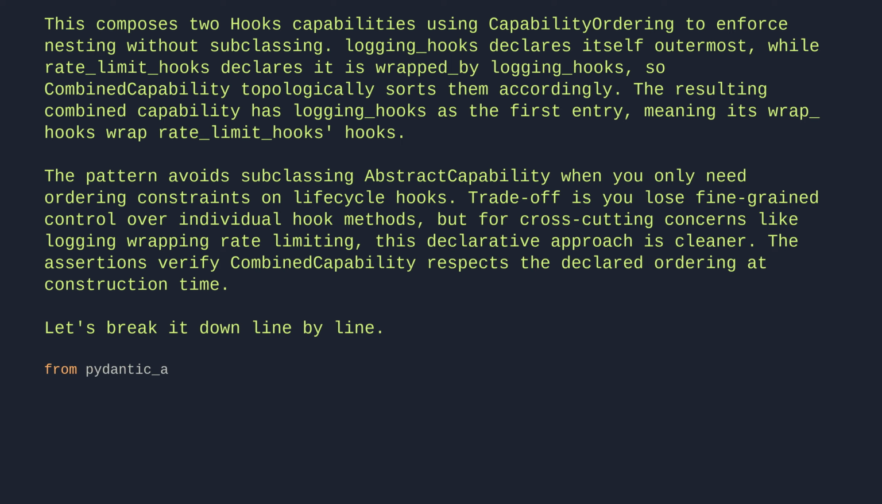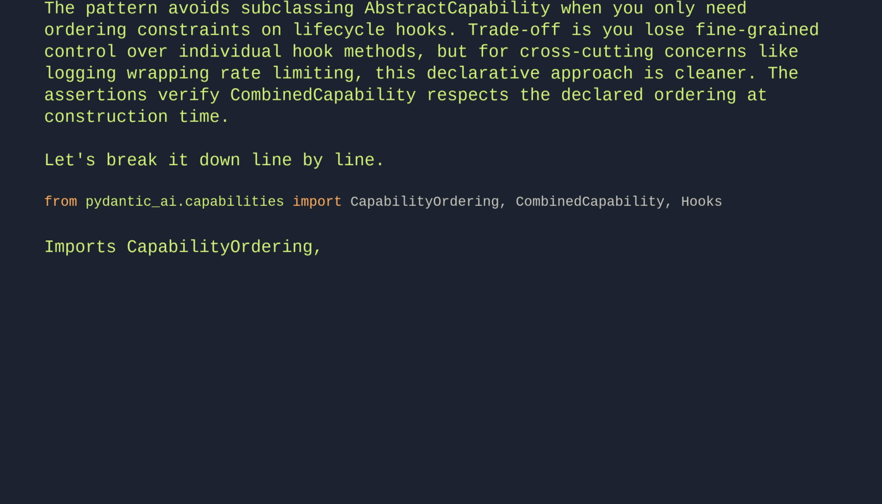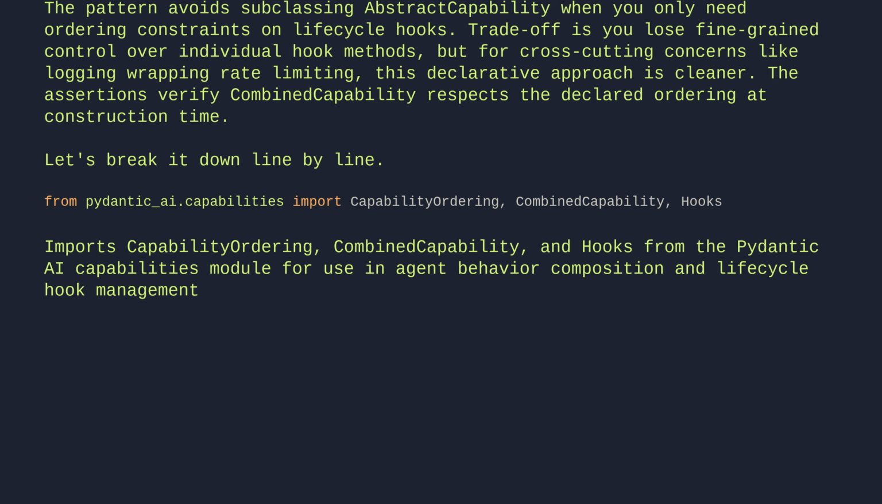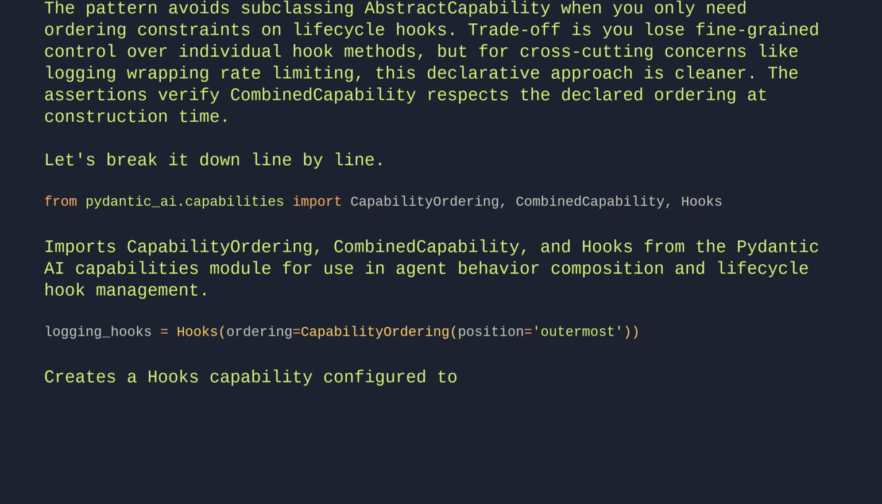From pydantic_ai.capabilities import CapabilityOrdering, CombinedCapability, Hooks. Imports CapabilityOrdering, CombinedCapability, and Hooks from the Pydantic AI capabilities module for use in agent behavior composition and lifecycle hook management. logging_hooks = Hooks(ordering=CapabilityOrdering(position='outermost')). Creates a hooks capability configured to position its hooks outermost in the execution ordering.